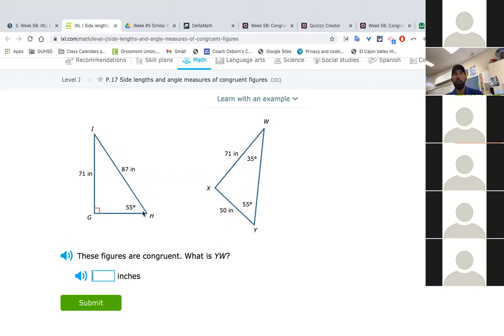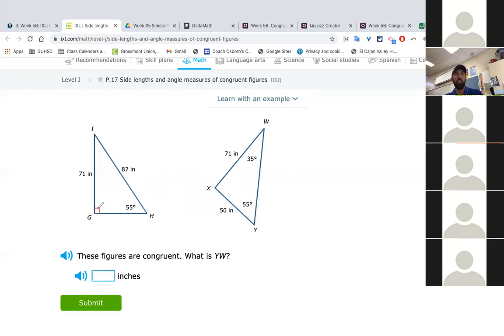You can say, okay, that if I go from G to I and then I to H, it goes 71 to 87. So I could say that's the same thing as X to W and then W to Y. So that means that this has to be 87. So that's one way to see it.